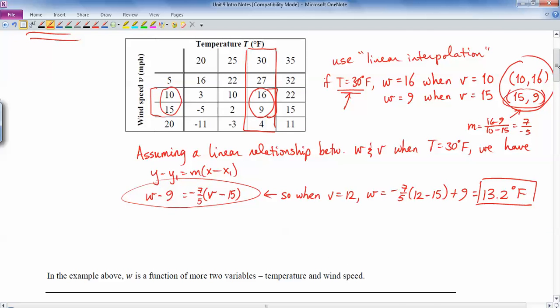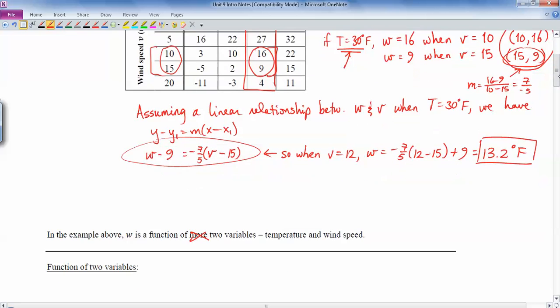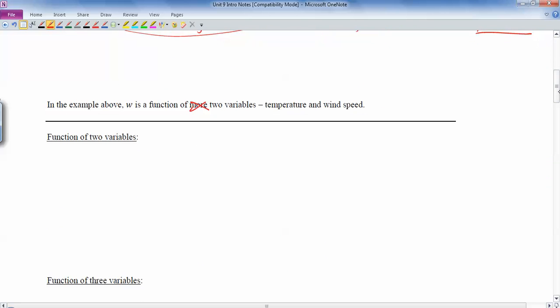Now, in that example, w, we mentioned it's a function of two variables, temperature and wind speed. Okay, must have been late when I made this handout. All right, so if you have a function of two variables, a lot of times you'll see f of x, y, and then typically that's represented with a z a lot of times.